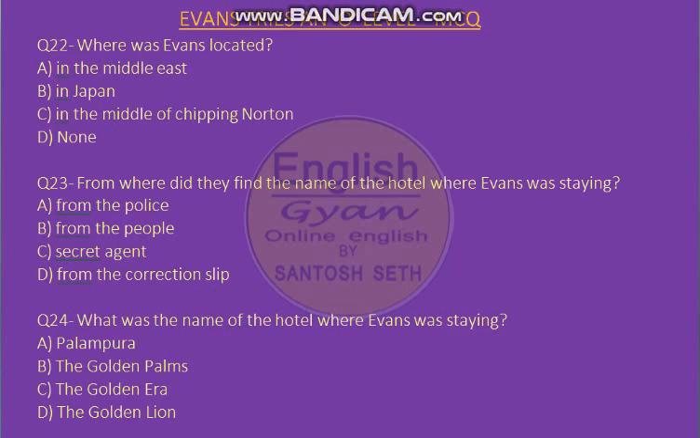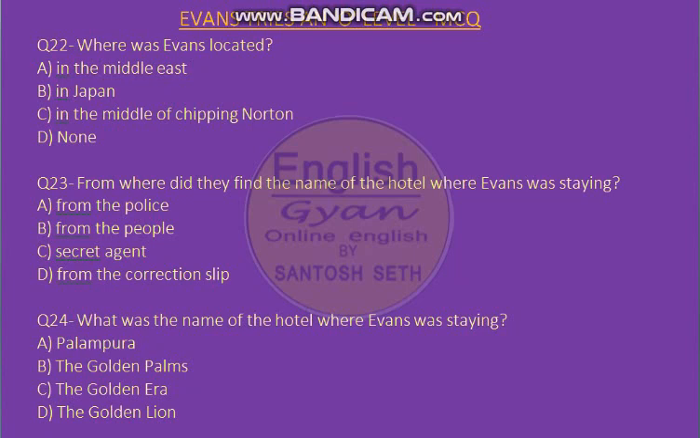Option A. From the police. B. From the people. C. Secret agent. D. From the correction slip. Question number 24. What was the name of the hotel where Evans was staying?